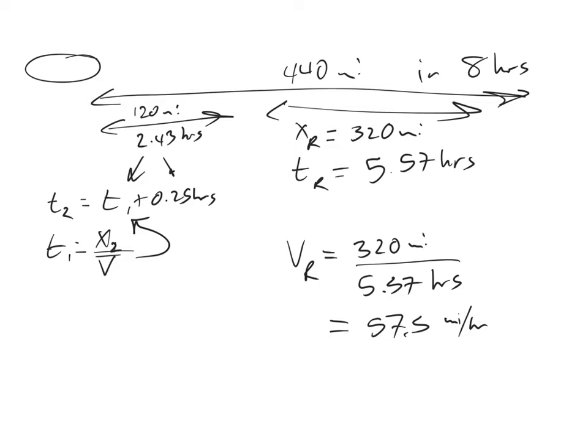So now all I have to do is subtract the distance, subtract the time, and then take the average velocity of that section, which is just that mileage divided by those many hours. And once I divide them, I get my answer.